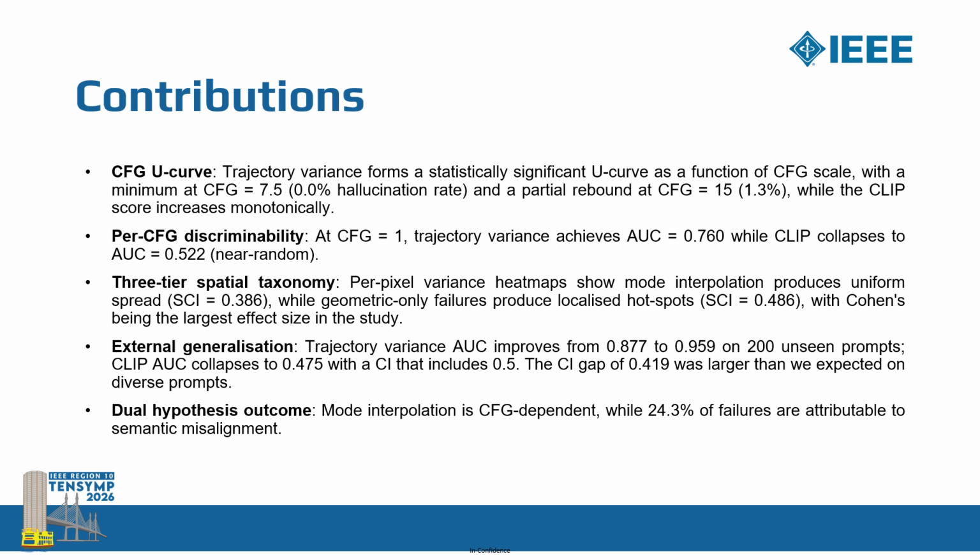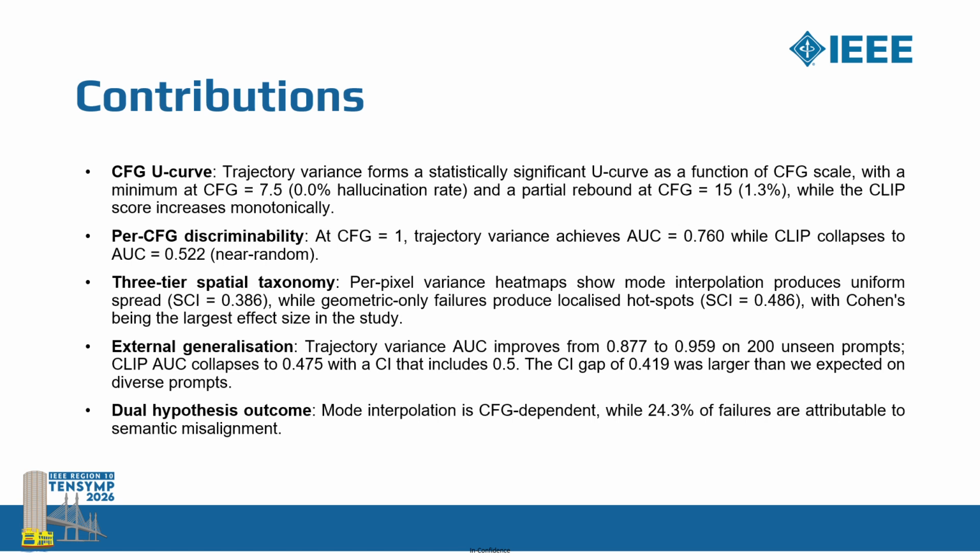Second, per-CFG discriminability. At CFG equals 1, trajectory variance still achieves an AUC of 0.760, while CLIP collapses to 0.522, which is essentially random guessing. Our signal works exactly where CLIP fails. Third, a three-tier spatial taxonomy. When we look at per-pixel variance heat maps instead of a single number, mode interpolation produces uniform spread across the whole image, while geometric-only failures produce sharp, localized hotspots. This distinction is invisible if you only look at the global number.